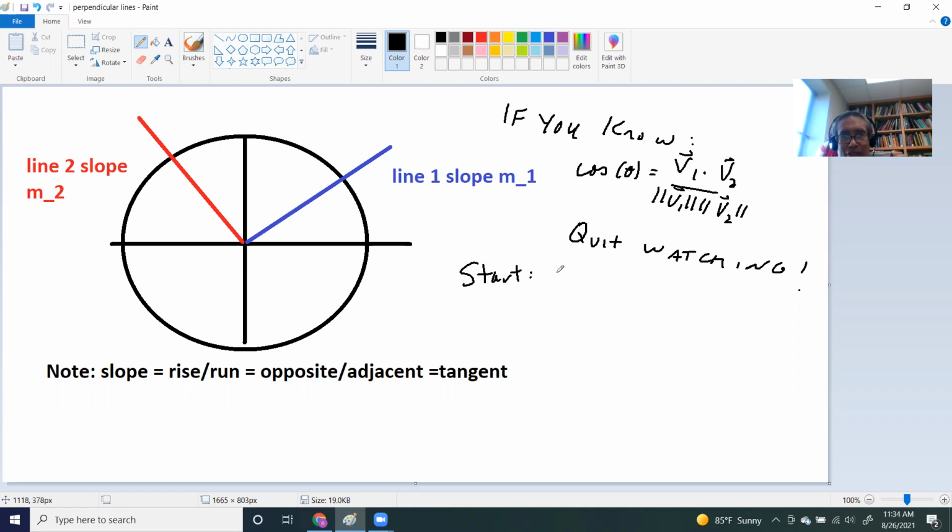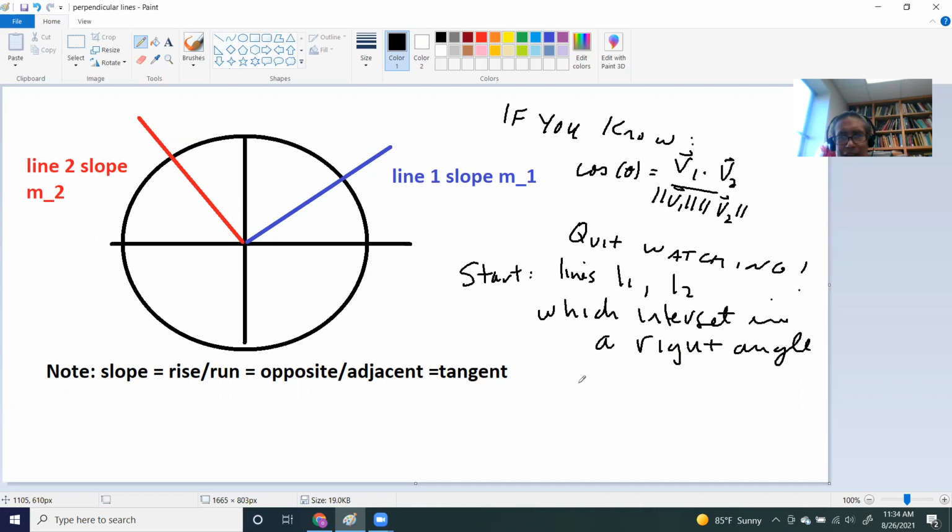We'll assume that we have lines L1 and L2, which intersect in a right angle. They can intersect anywhere in the plane, like so. So what you can do is take this pair of lines and rigidly move them to the origin. Or alternately, you can draw a circle.